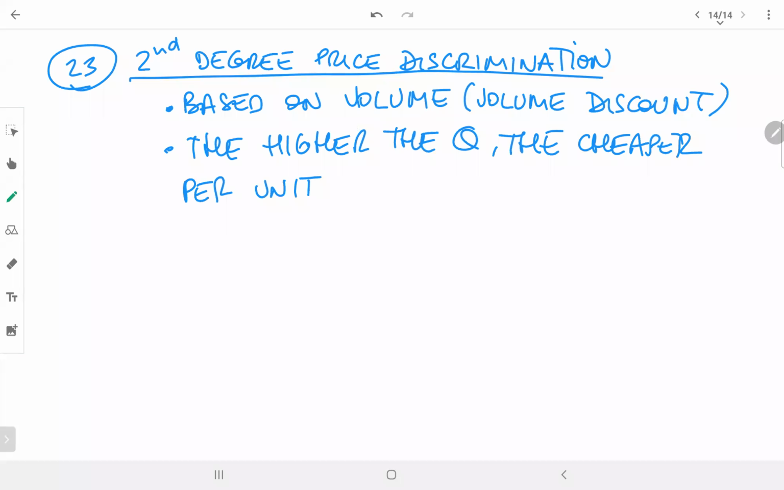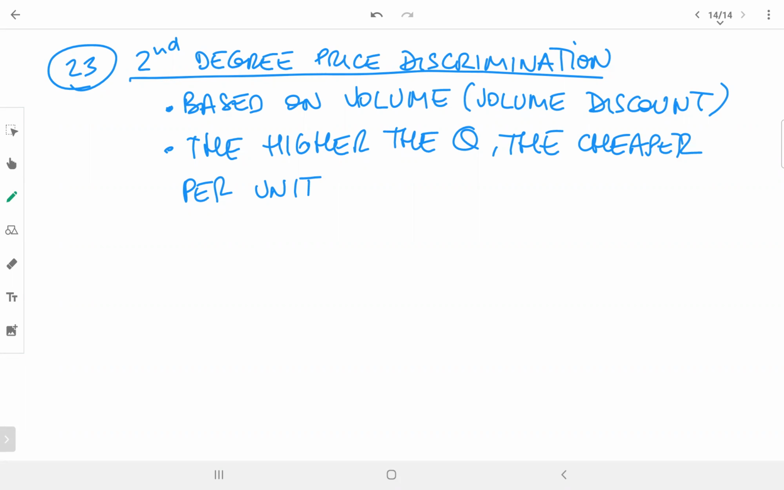Okay, and this is, for example, common in industry. It says, well, if you buy 1,000, you're gonna pay $10 per unit. But if you buy up to 5,000, then it's gonna be $8 per unit. Okay, and this is different than bundling, right? Because in bundling, you have different products. Here you have the same product. And it's different than block because both are talking about the same product, but in the block you have to buy all or none, while in the second degree price discrimination, you can buy any quantity.